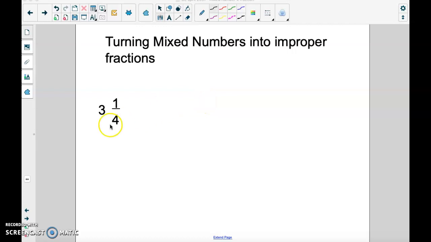So we're going to talk about turning mixed numbers into improper fractions so that we can multiply.